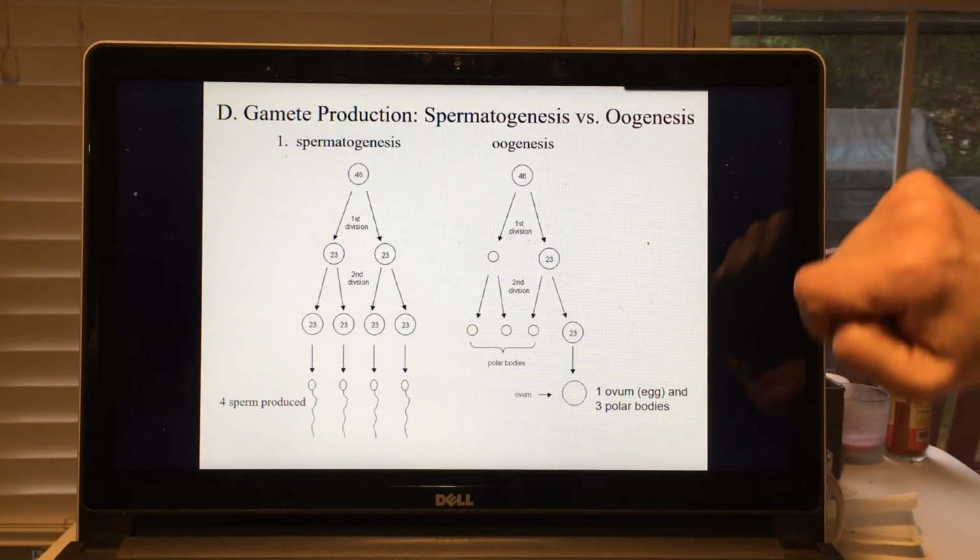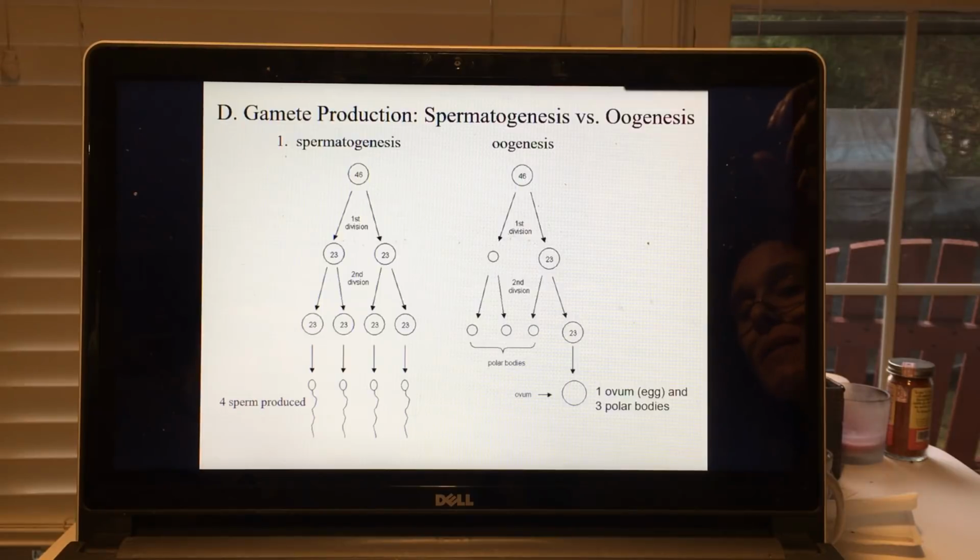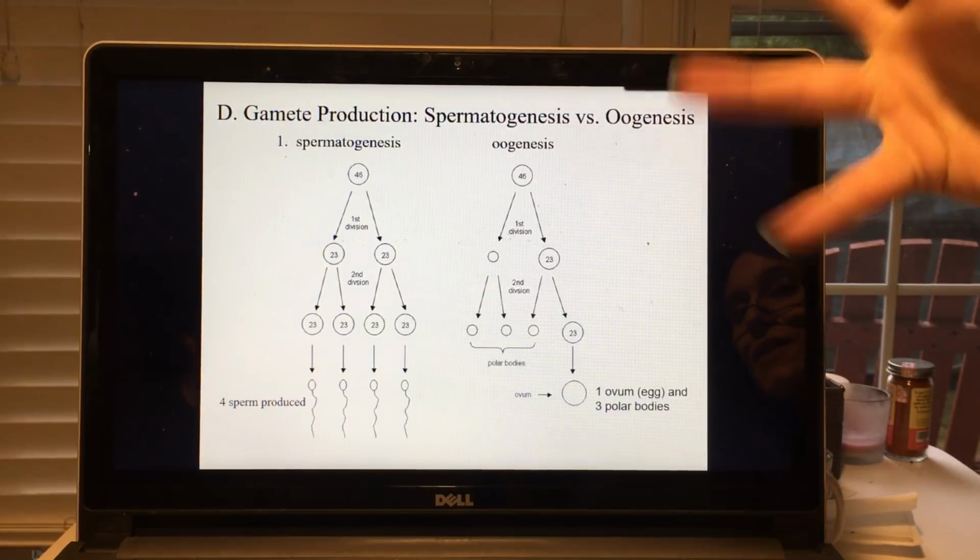And then remember that the egg is non-motile. It will float downstream in the fallopian tubes, being moved by the cilia that creates a current. The cilia just sort of move.